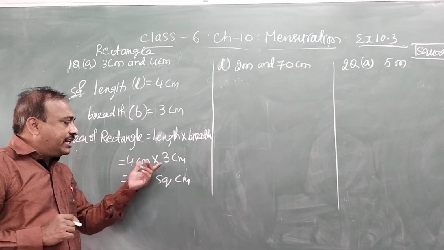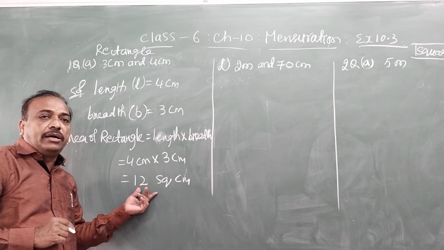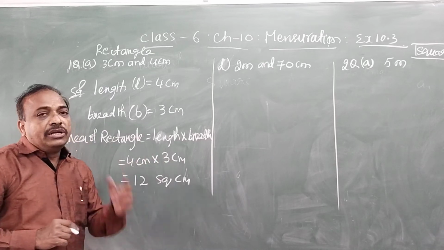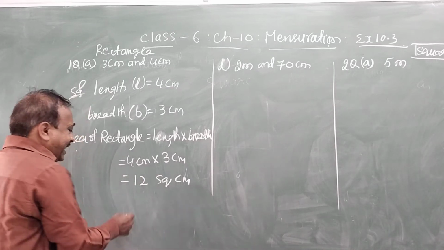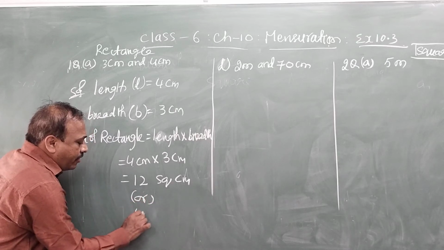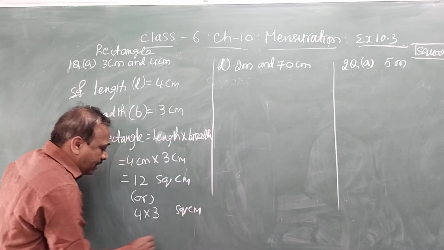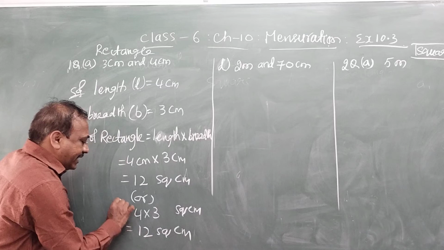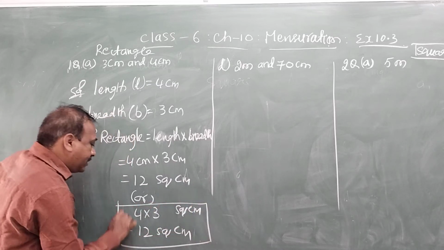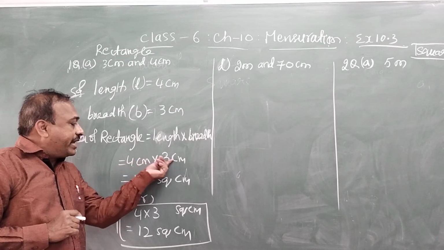Generally, at substitution time, we will not write the units. Finally, we can write the units also. 4 centimeter into 3 centimeter is equal to 12 square centimeter. Or you can write 4 into 3 square centimeter, which is equal to 12 square centimeter. Either like this or like this. Better to avoid writing units at multiplication time.